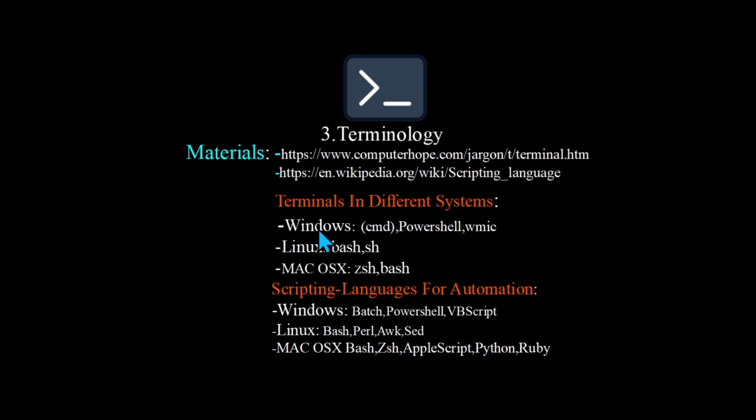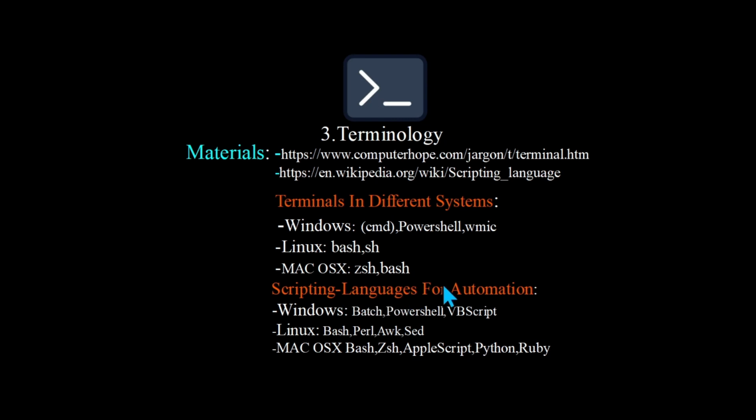On Windows, one is named CMD, another one is PowerShell, and another one is WMIC. On the Linux system, there are the bash and sh terminals. And on the macOS Apple system, there are the zsh and bash terminals. So those are the common terminals used in these kinds of systems.